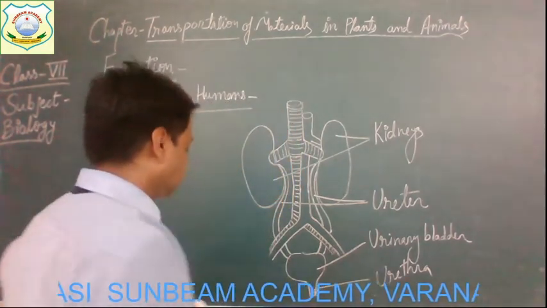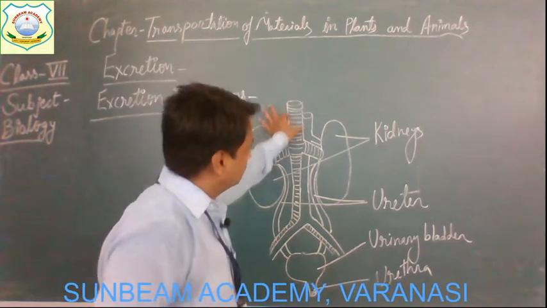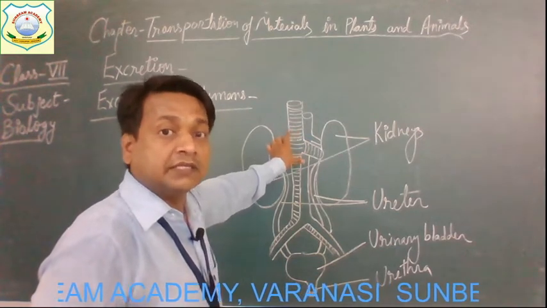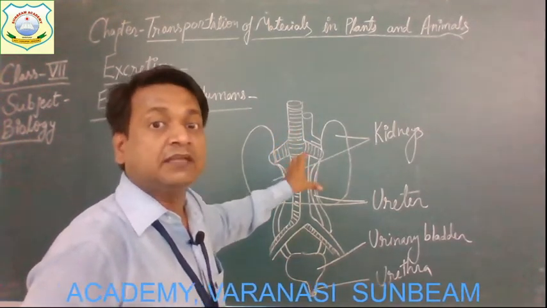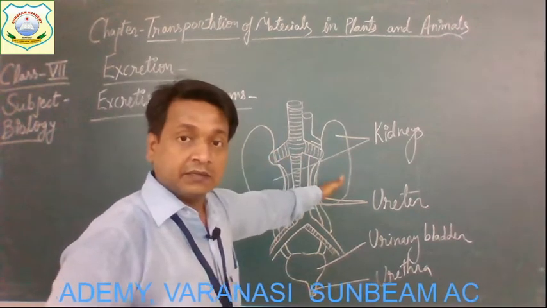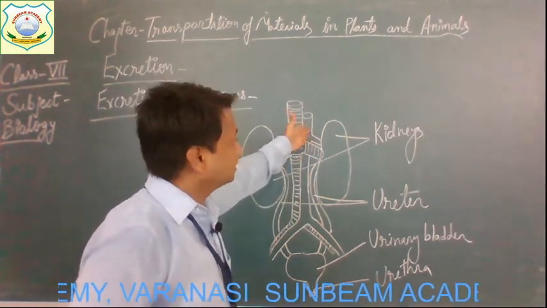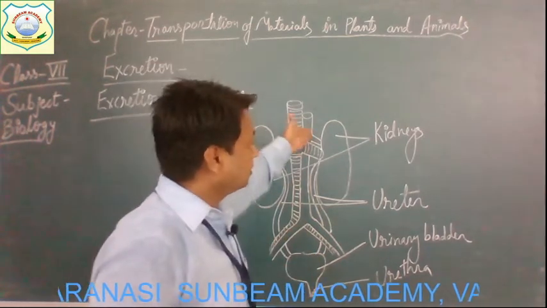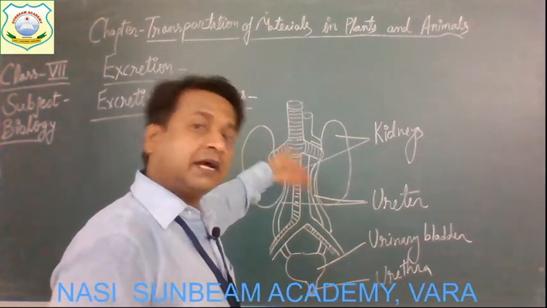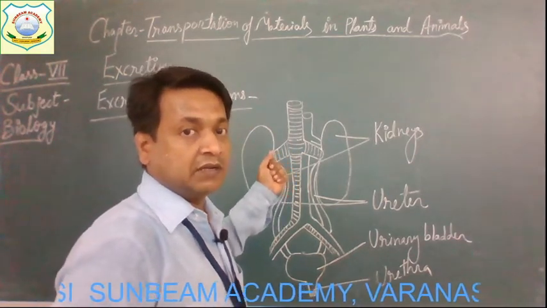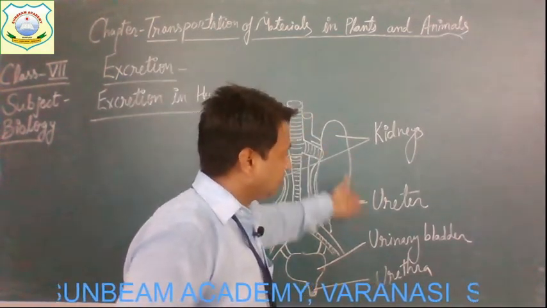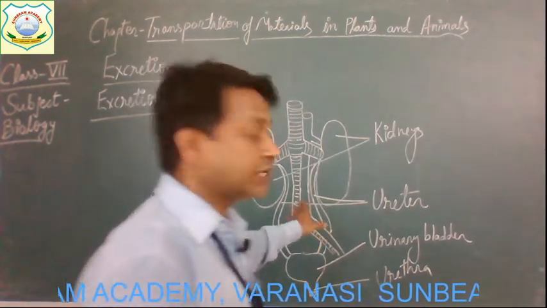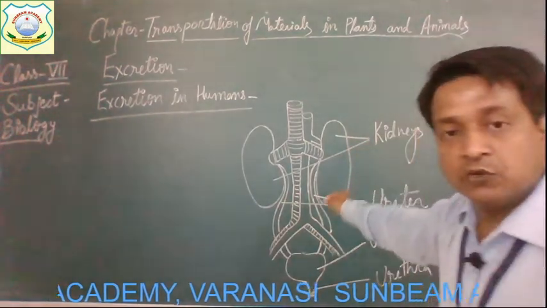Okay, now these two tubes are, yes, the blood vessels which supply the blood to the kidney. So these are the blood vessels. One is the artery and one is the vein, which bring the blood and take out the blood from the kidney. Get it, children? And these are the four important parts or organs of the excretory system, or you can say the urinary system of humans.